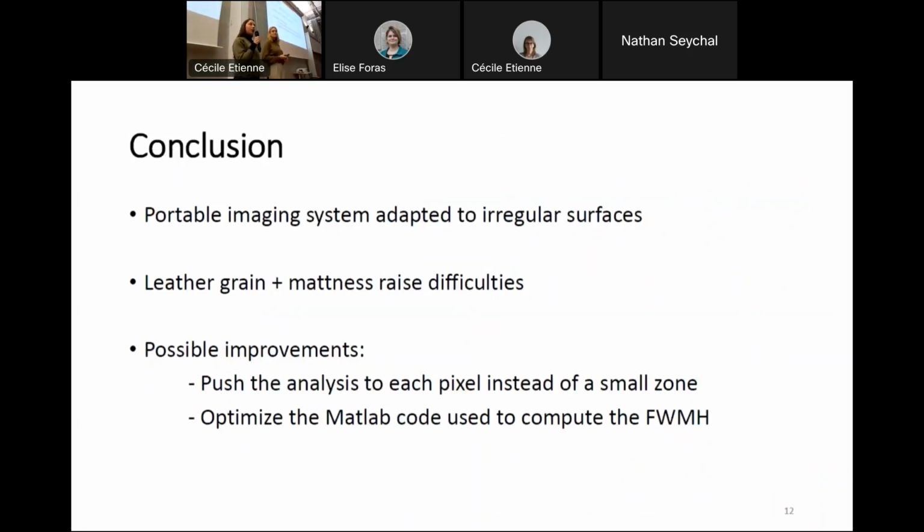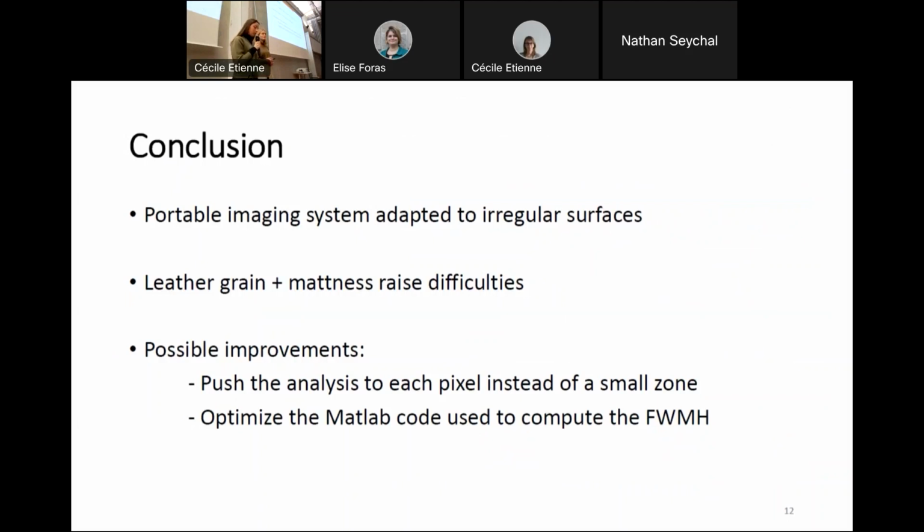So as a conclusion of our project, we have a portable imaging system adapted to irregular surfaces. By being dynamic, in opposition with the gloss meter, which is fixed, it can deal with the grain of our samples and give us a satisfying classification. However, there remains a blur, an imprecision, with the matte or strongly grainy samples. The classification is less precise, and the gloss scanner struggles to clearly differentiate each sample.